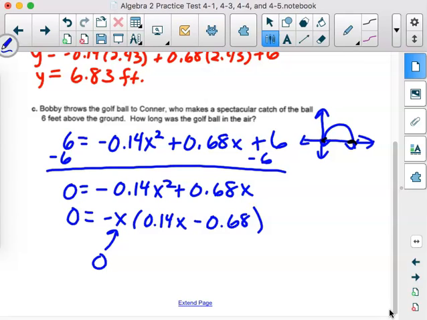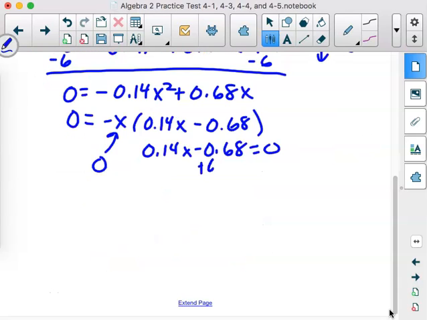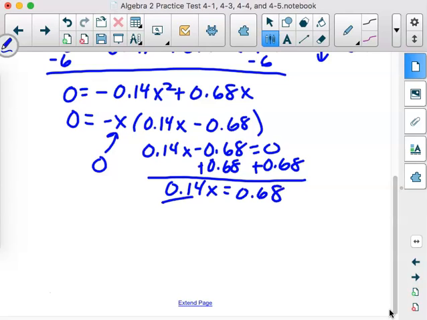And now this one we know would be a 0, and that makes sense because before they've thrown the ball, they're at a height of 0. This one is the one that's going to give us a numerical answer, a number for our 0. So we would add 0.68 to both sides. And we would divide by 0.14. And we'd grab a calculator and get 4.86 seconds.